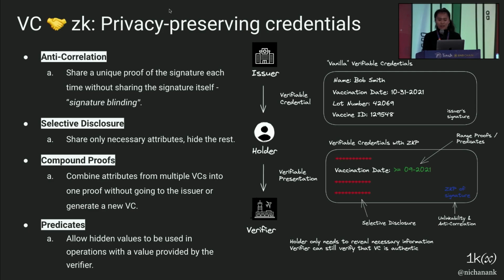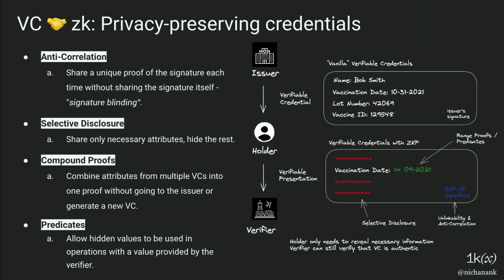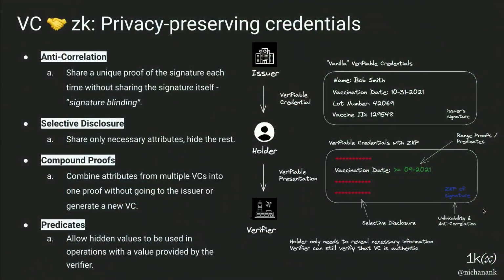So in vanilla verifiable credentials, you have all your information available for everything to be seen, but with zero-knowledge proofs, you can do things like selective disclosure. If I want to verify that I'm vaccinated, I can just show that my vaccination is still valid, and only show the vaccination date and not my name or birthday or anything. And then a proof of the signature for anti-correlation.